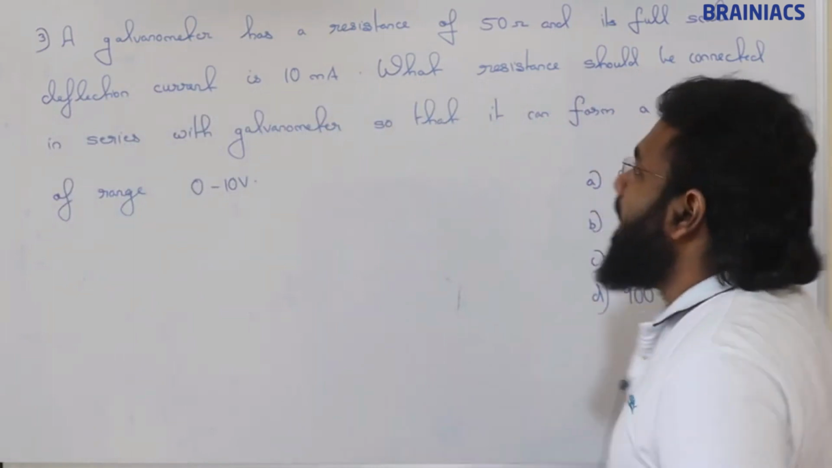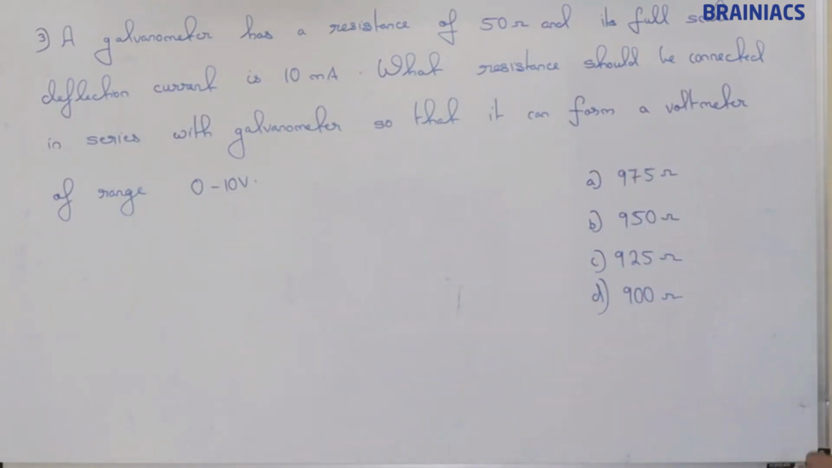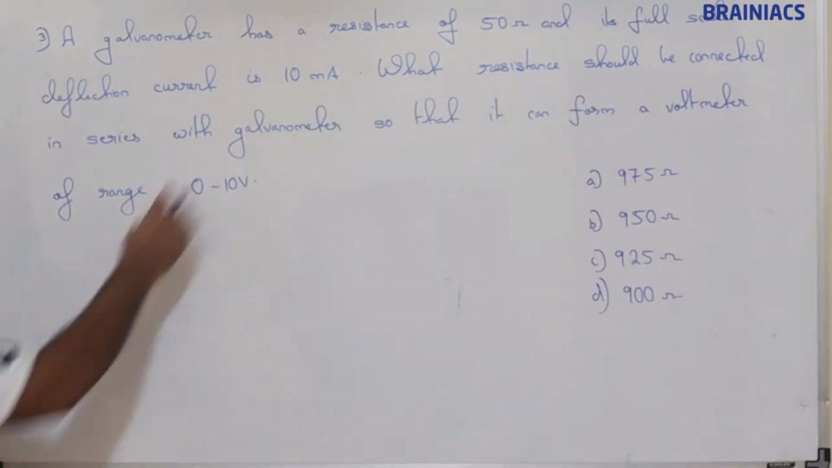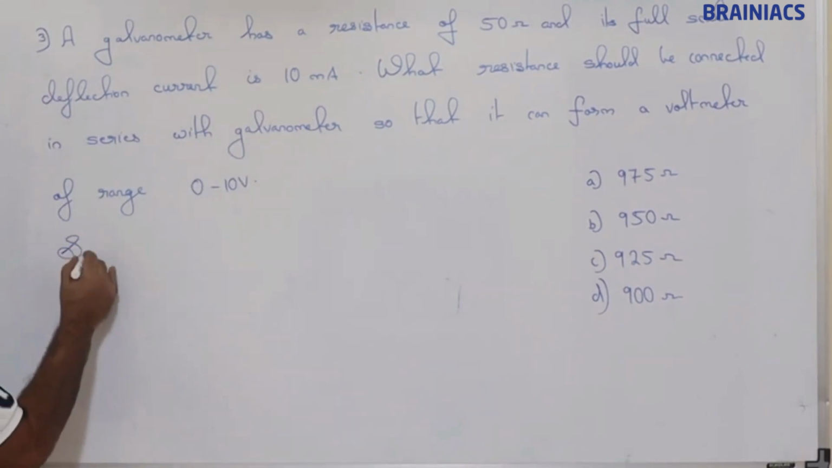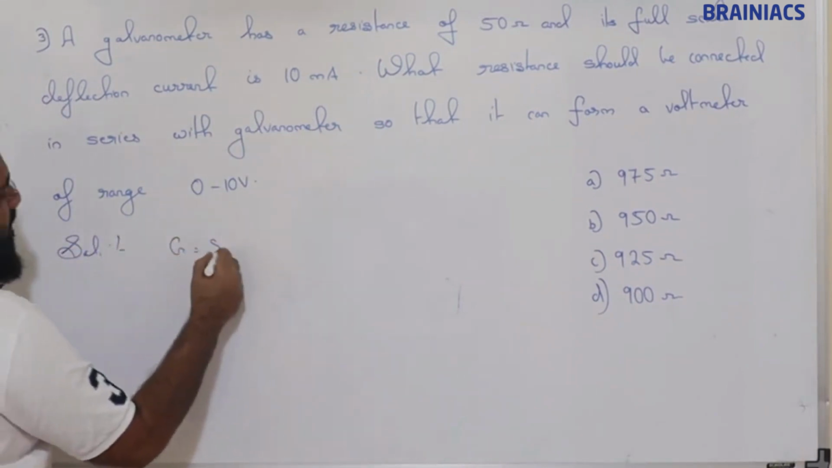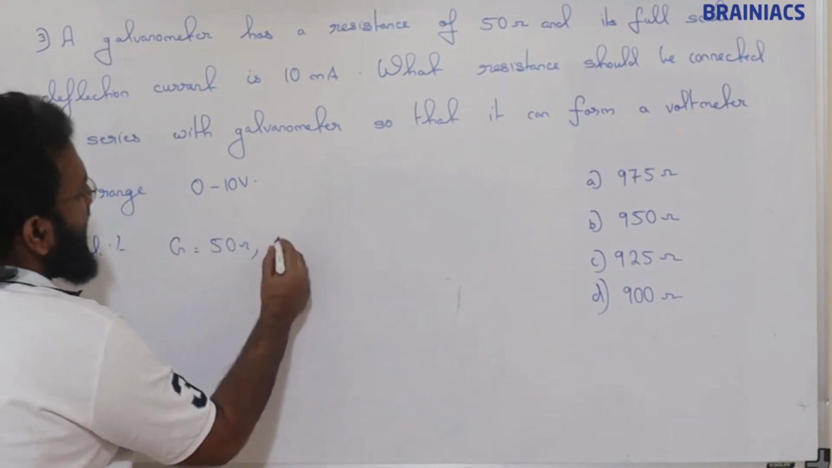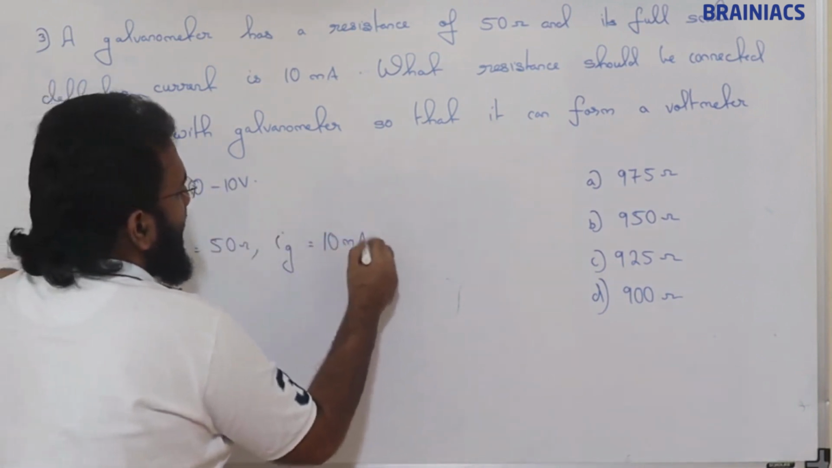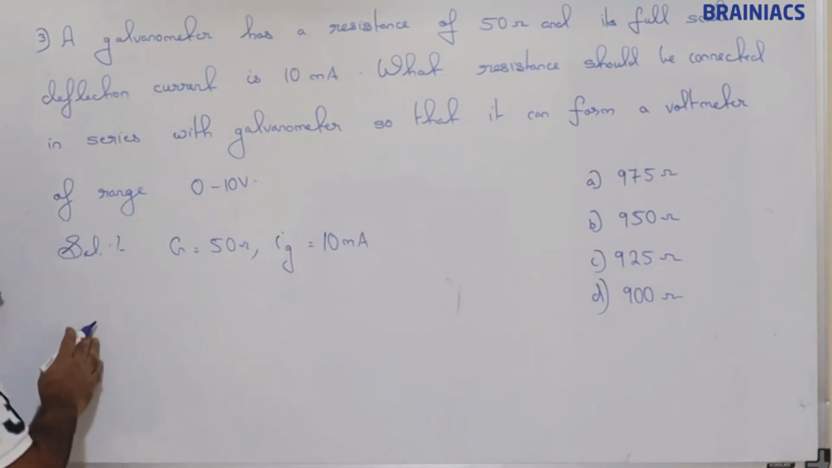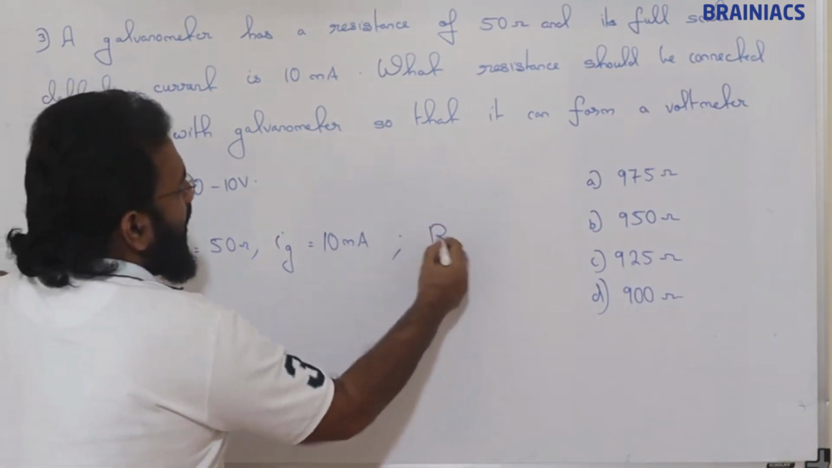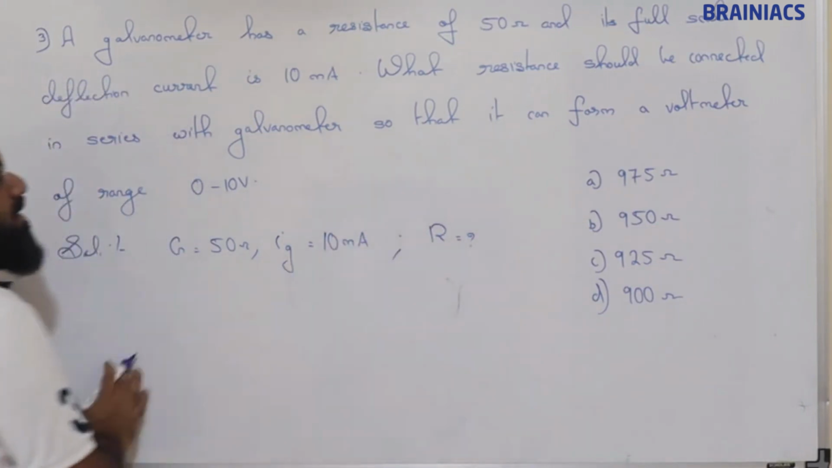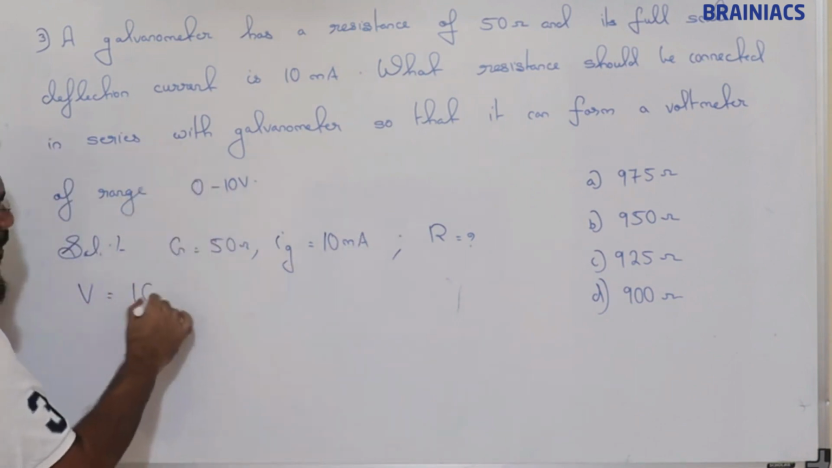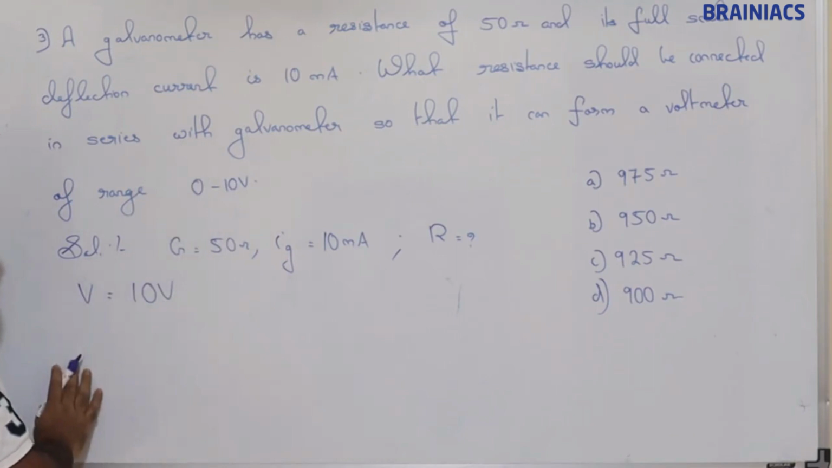Take this question. A galvanometer has a resistance of 50 ohm and its full scale deflection current is 10 milliampere. So galvanometer resistance is given as 50 ohm and full scale deflection current, that is the current that is possible through the galvanometer, is 10 milliampere. So what resistance should be connected in series with the galvanometer, so that its voltage range can be 0 to 10 volt? So if we take the maximum voltage range, it is 10 volt.